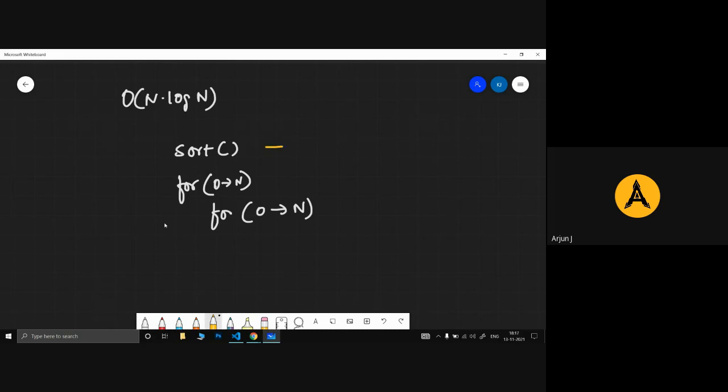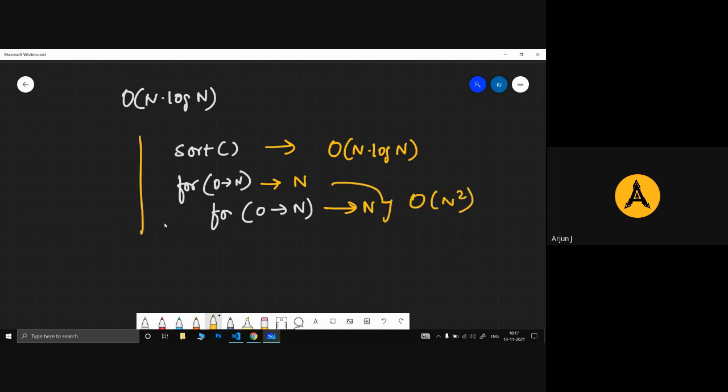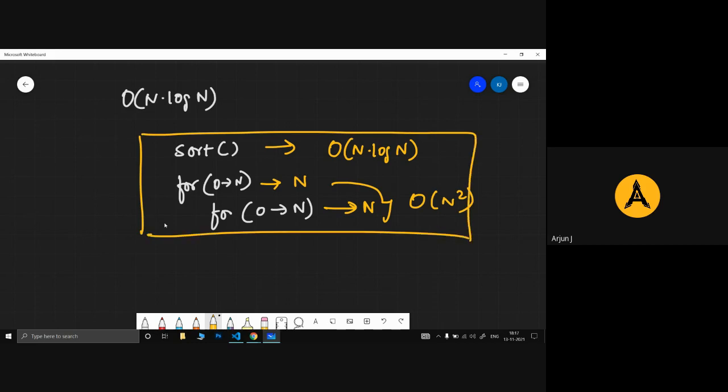So as we have discussed, sorting will take O of n log n, and this will run n times, and this is going to run again n times. So when combined, this will give O of n square. So if this is going to be my algorithm, which do I take as the overall time complexity? Yes, the overall time complexity will be n log n plus n square.